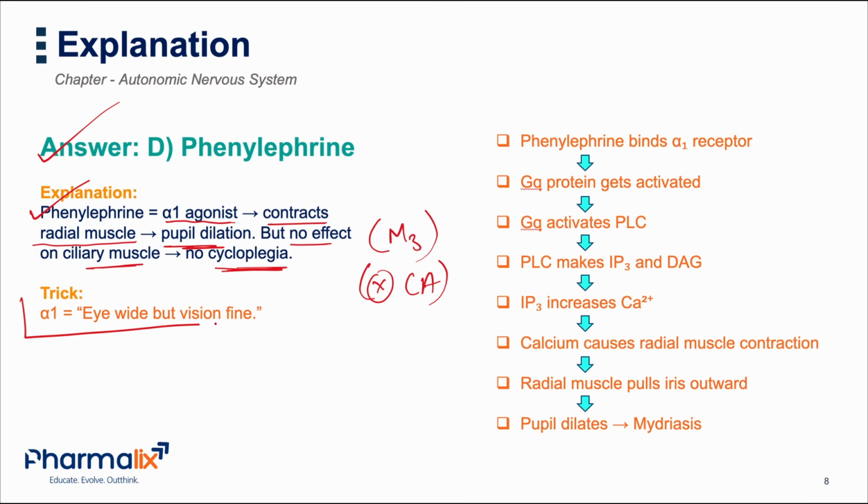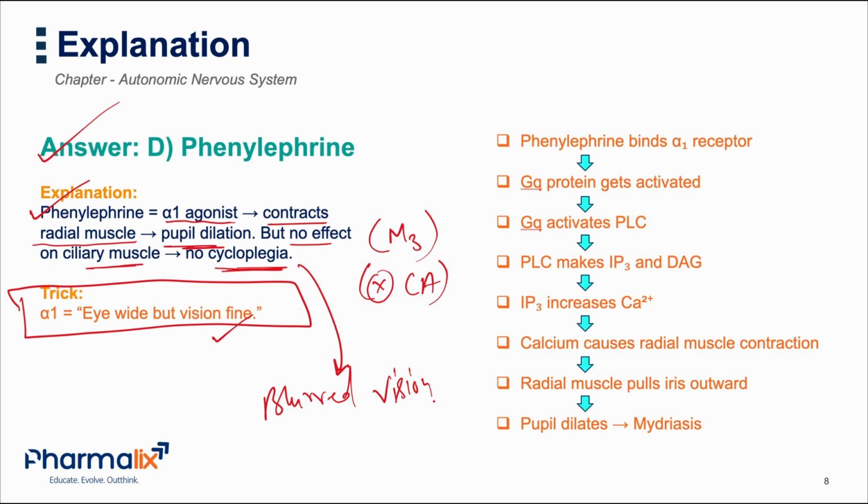Okay. The trick is alpha-1: eye wide but vision is fine. If there is cyclopegia, there will be blurred vision. And this is the mechanism of action of phenylephrine.